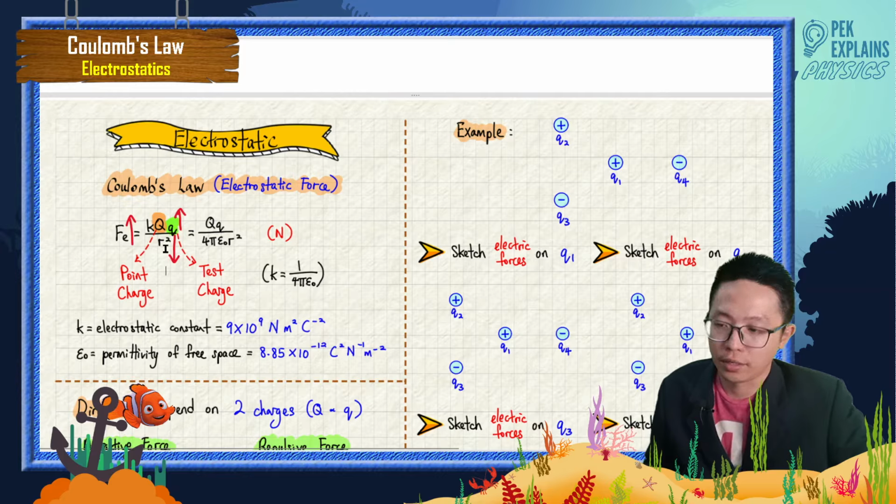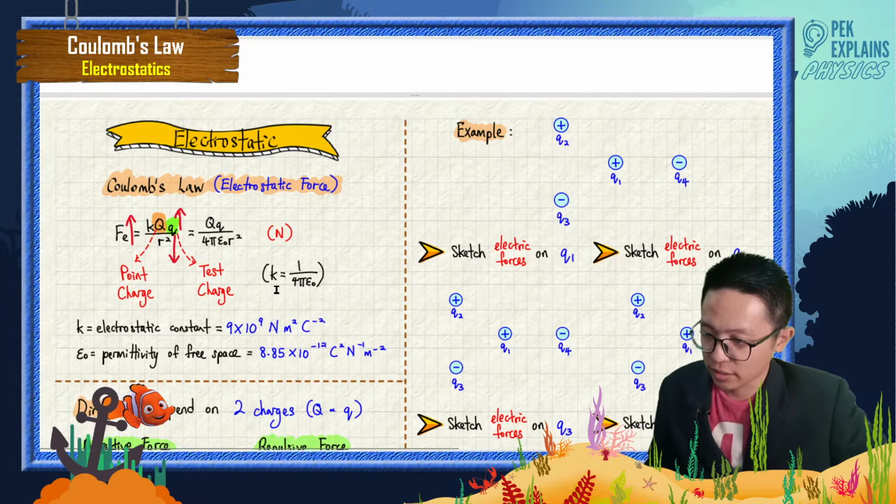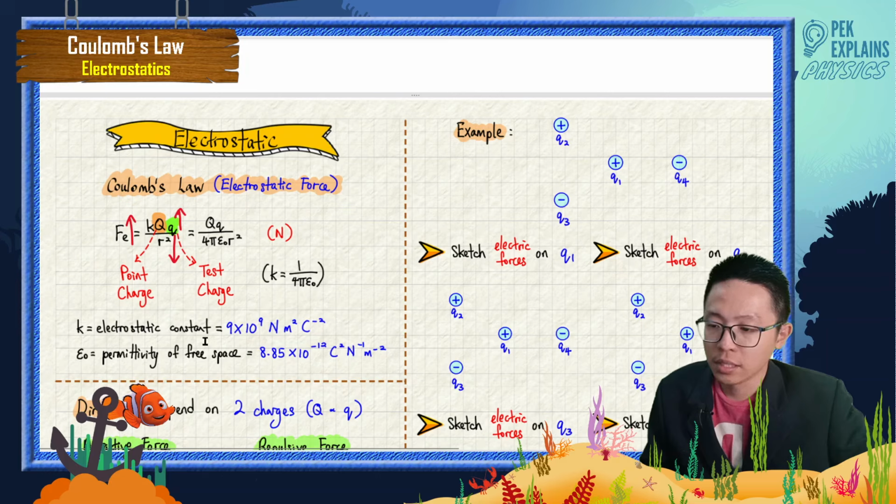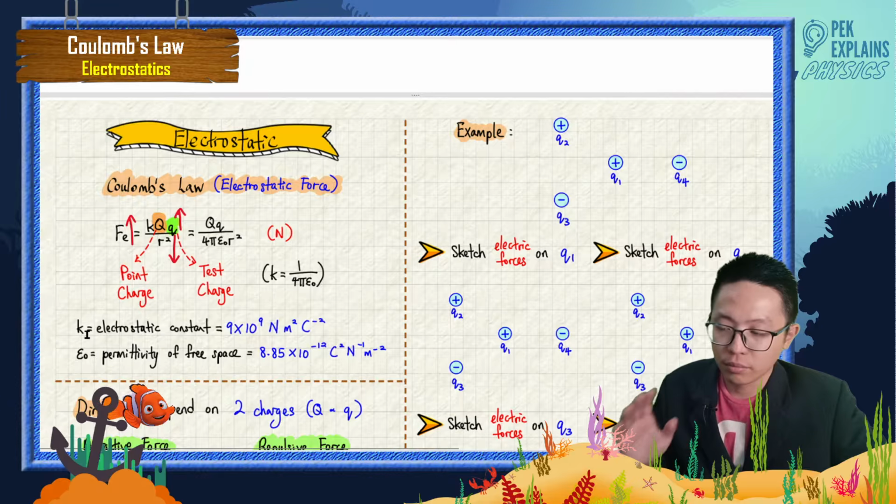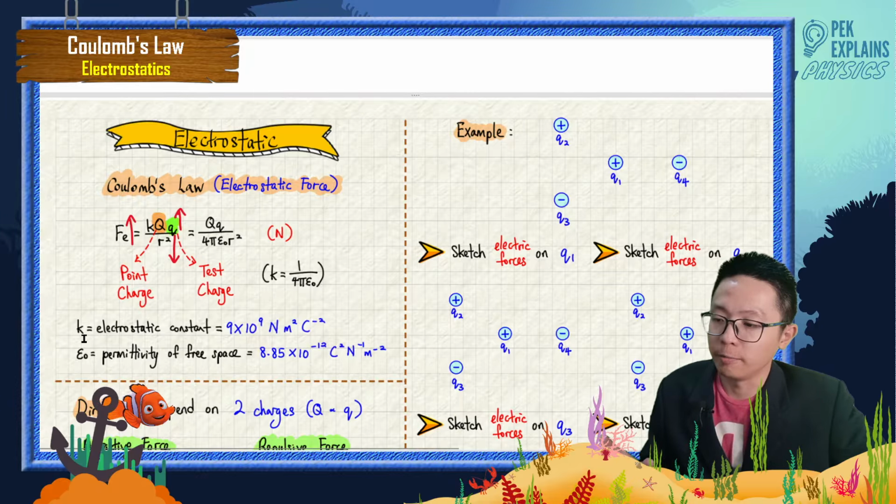kqq over r square can also be written as kqq over 4 pi epsilon naught r square, because k is the same as 1 over 4 pi epsilon naught. So what is k? K is called the electrostatic constant, with the value 9 exponent 9, and the unit is Newton meter square per Coulomb square. Don't be mistaken, even the constant value also has a unit.